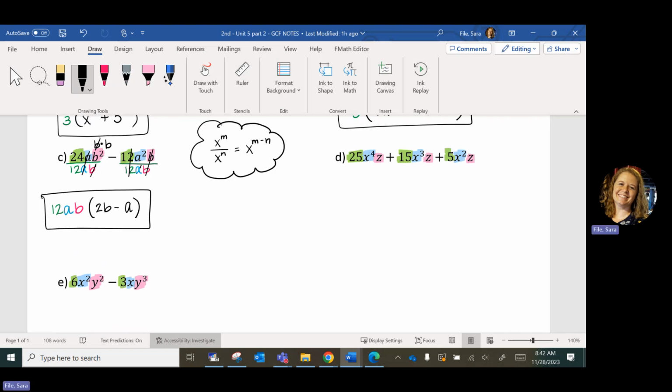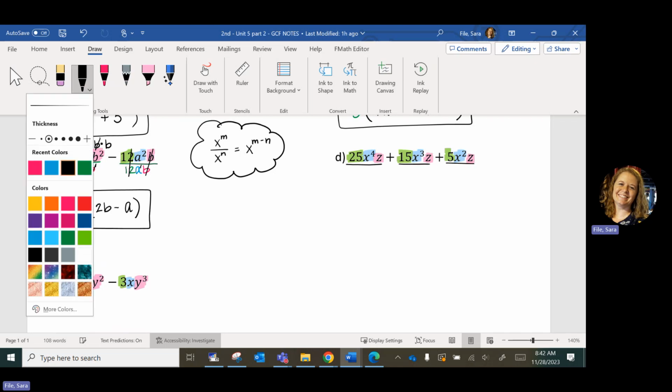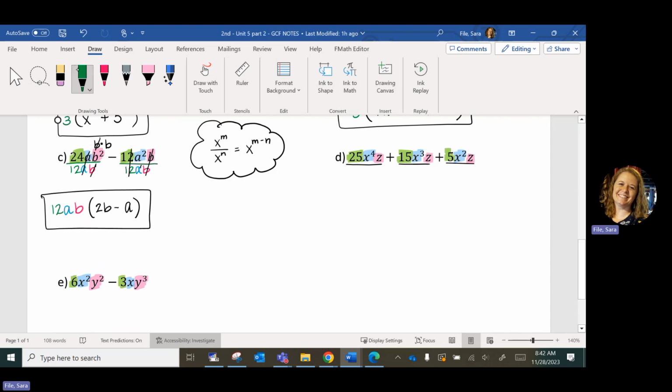All right, let's try D. 25, 15, and 5. What is a GCF? What is a number that can divide out of 25, 15, and 5? 5. Okay, now let's look at the variables. Do all of the terms have x? All three have an x, right? What's the lowest exponent of the x's? 2, x squared. So that's going to be what I can divide out of all of them.